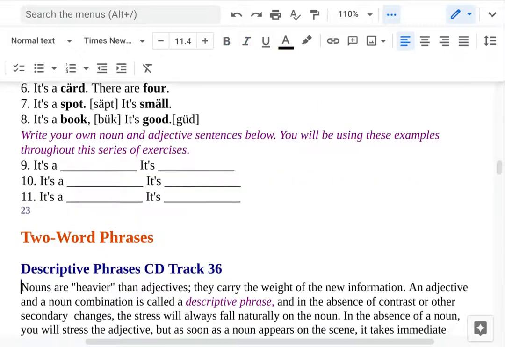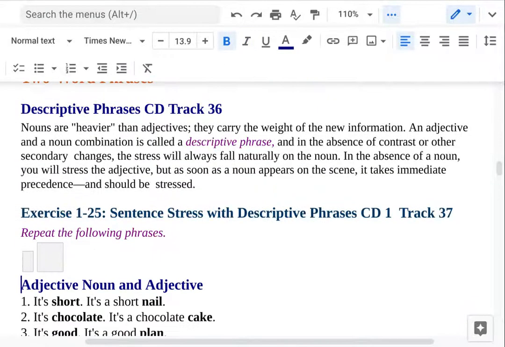Two-word phrases. Descriptive phrases. Nouns are heavier than adjectives. They carry the weight of the new information. An adjective and a noun combination is called a descriptive phrase, and in the absence of contrast or other secondary changes, the stress will always fall naturally on the noun. In the absence of a noun, you'll stress the adjective, but as soon as a noun appears on the scene, it takes immediate precedence and should be stressed.